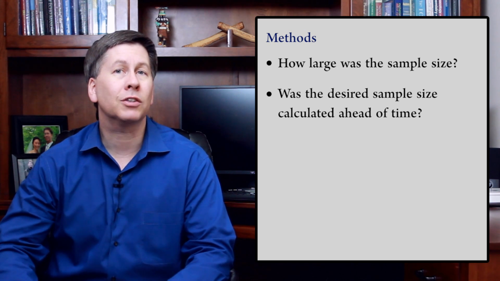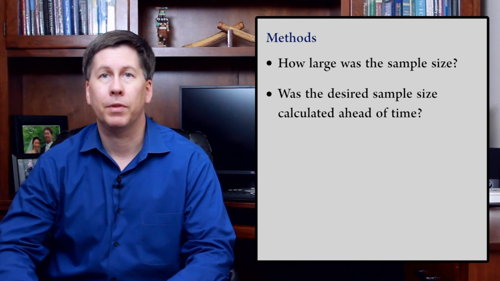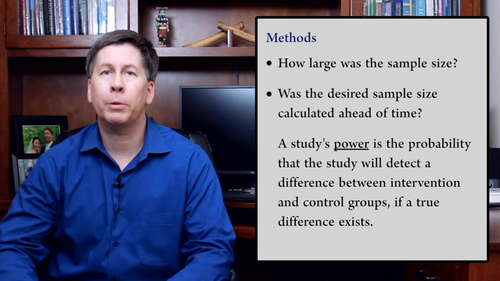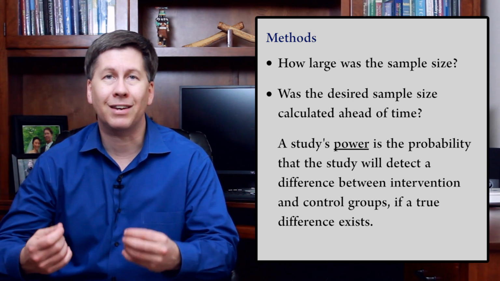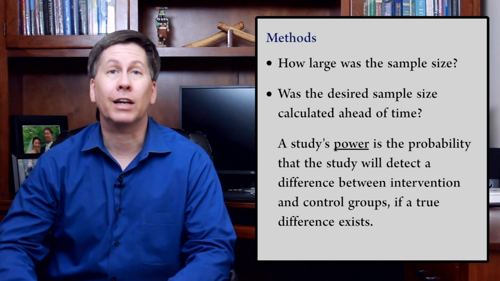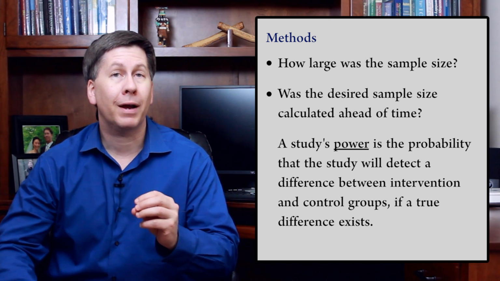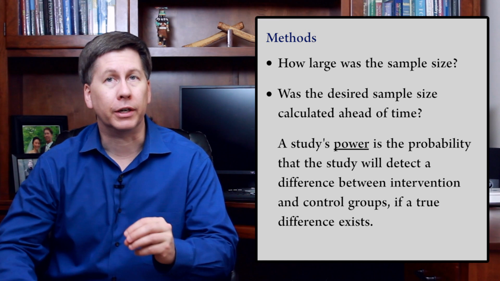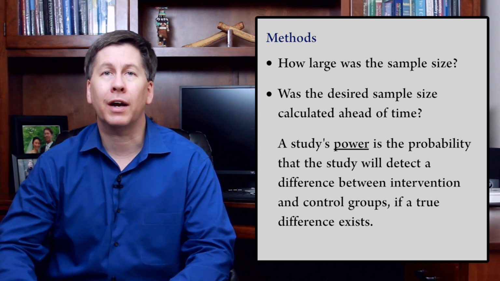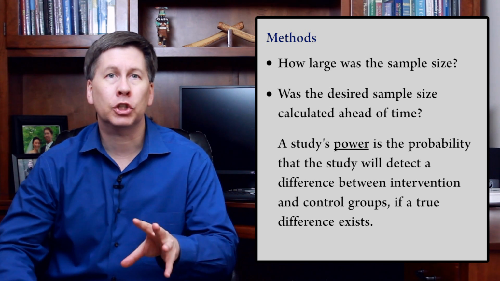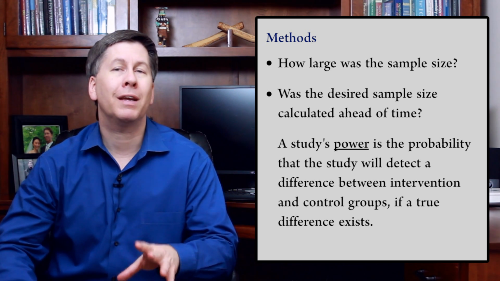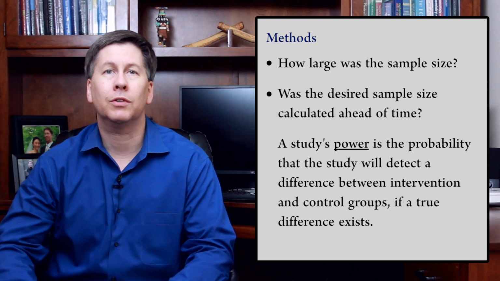Sample size is related to something called the power of the study. The power of the study is the probability that the study will detect a difference between the intervention and control groups, if a true difference exists. By convention, and it's arbitrary, the goal power for a well-designed clinical trial is 80%. This means that if an intervention is beneficial, there should be an 80% chance the trial will detect that benefit.